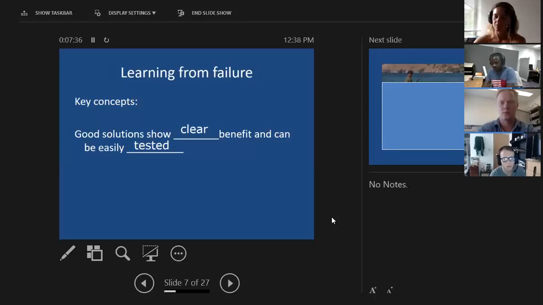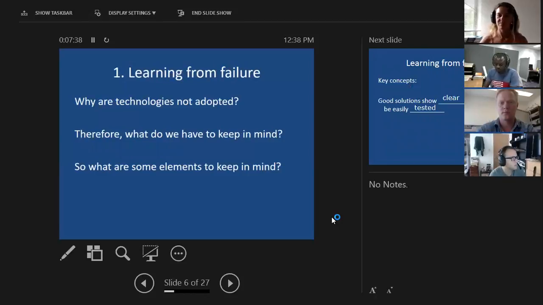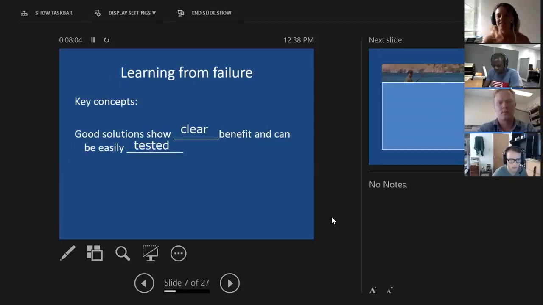Okay. So you just saw it. I'm going to ask you again in the little box halfway down, good solutions, and this sentence comes from a fair amount of research and I've tried to distill it down. Good solutions show clear benefit and can be easily tested. Okay, so those, and this comes from a fair amount of research.